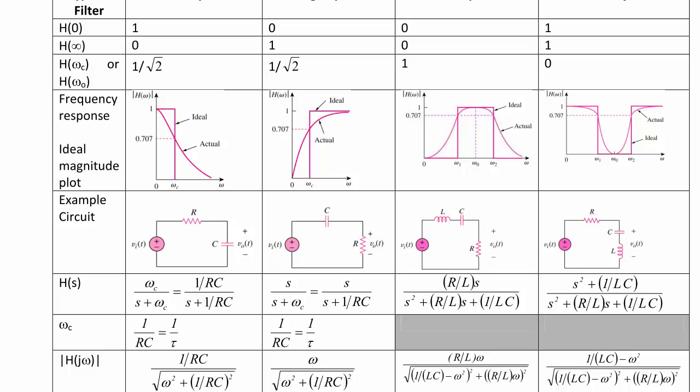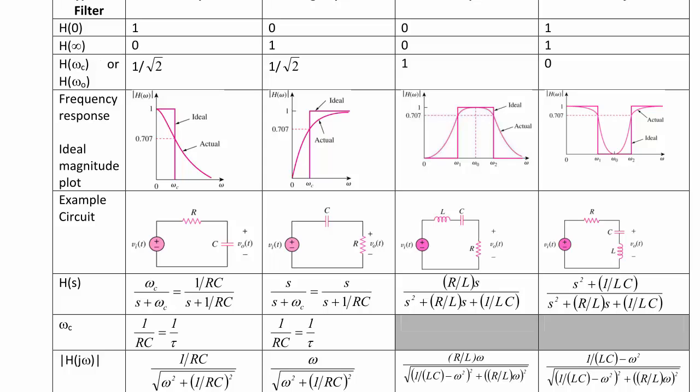The transfer functions for these sample circuits we provided here are: low pass, H(s) is equal to omega c over s plus omega c, where the cutoff frequency is 1 over RC. For the high pass, it's s over s plus omega c, where once again the cutoff is 1 over RC.